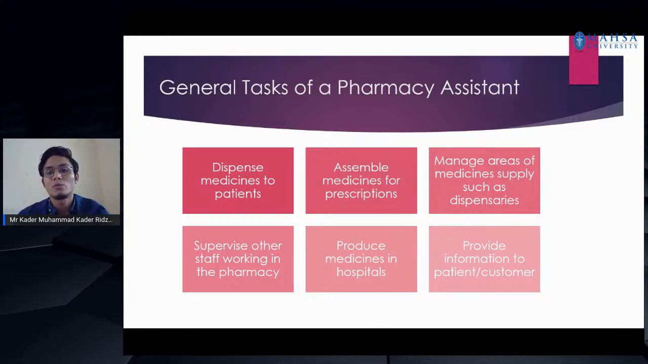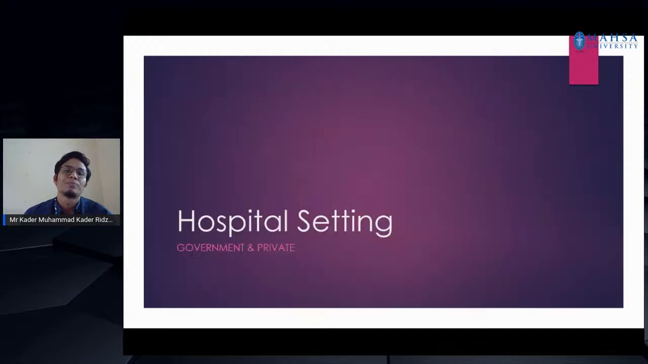And the last one is provide information to patient or customer. Why patient and customer? Because in hospitals or clinics we use the term patient. But in your pharmacy, let's say you are going to open a pharmacy one day, all the people coming into your shop we call customers.